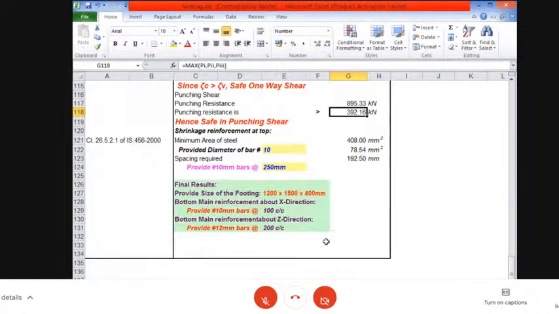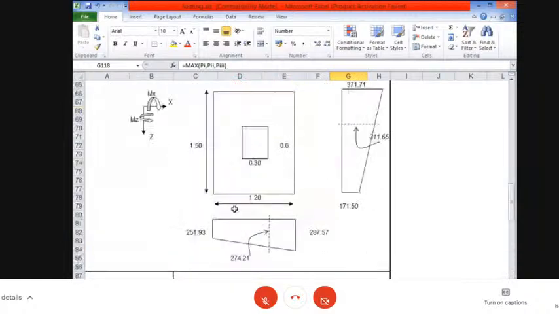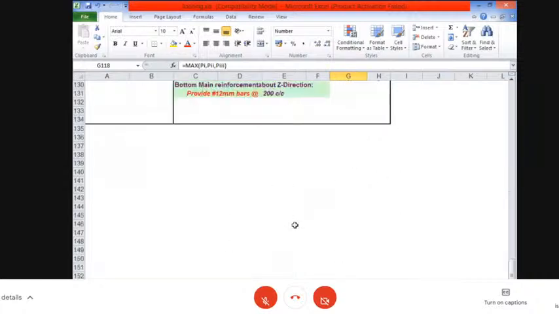Z direction is this one. So here you have to provide the Z direction bar and this bar as the X direction bar. Like that they will place it. So the bar will be placed like this. Okay, so this is the isolated footing. Next we are going to discuss this pile cap.